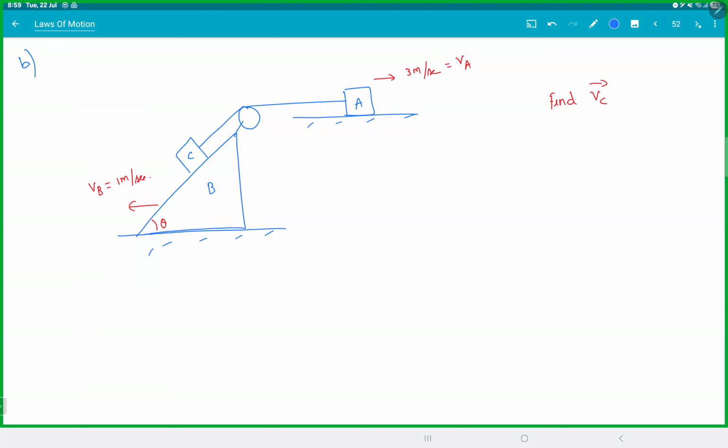If you want to use relative motion, you can do that. You can also stop the wedge, though. What you said is also right, that is also a good method. You can use relative motion here.